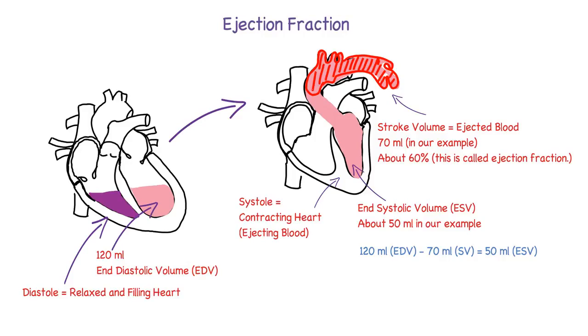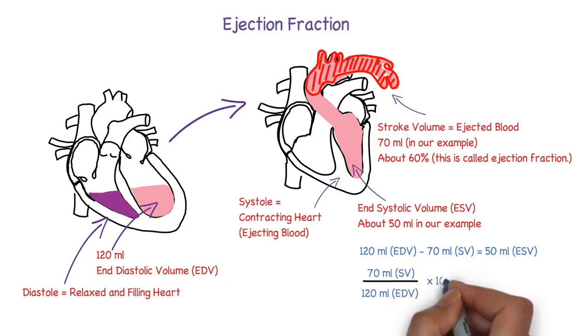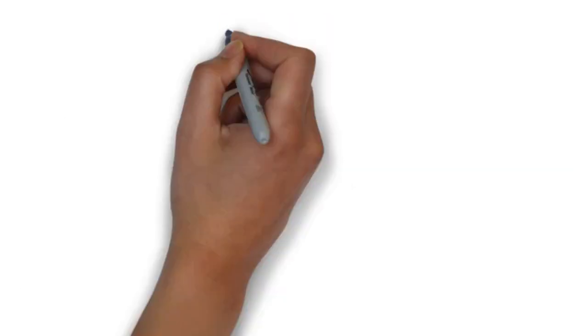And the fraction of the blood that has been ejected, how do we mathematically calculate that? We take 70 and divide it by 120 and multiply that by 100. The percentage that comes out is about 58%. So normally it is 60 to 64%. This percentage of blood that comes out is called ejection fraction.